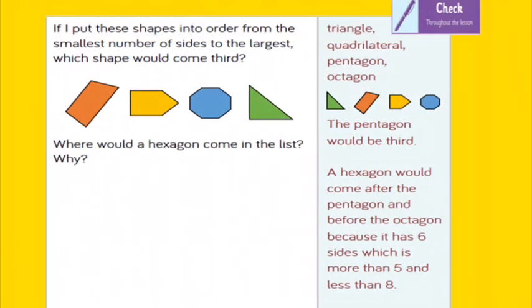Let's look at the answer. You can see that if you ordered the shapes from the smallest number of sides to the largest, they would be ordered triangle, quadrilateral, which is a name we give to any shape with 4 sides, the pentagon and the octagon. So the pentagon with 5 sides would be the third shape. A hexagon would come after the pentagon and before the octagon because it has 6 sides. 6 sides are more than 5 sides of the pentagon, but less than the 8 sides of the octagon. Did you get that? Well done.